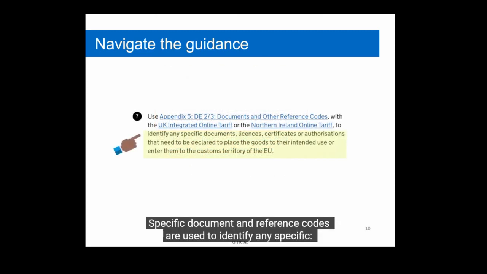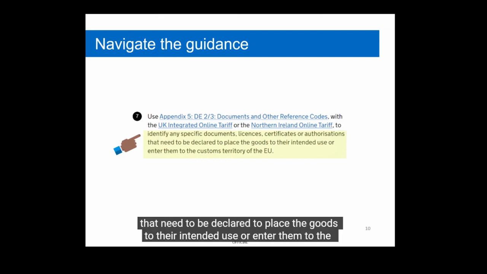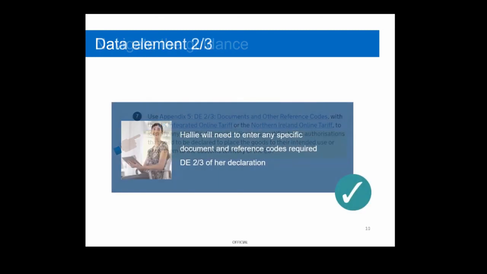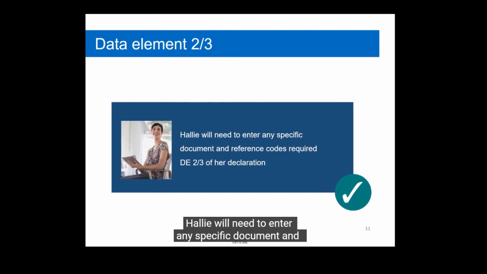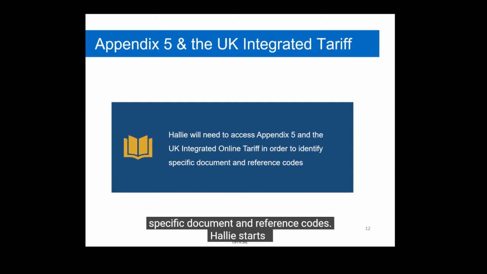Specific document and reference codes are used to identify any specific documents, licenses, certificates or authorisations that need to be declared to place the goods to their intended use or enter them to the customs territory of the UK or the EU depending on the circumstances. Hallie will need to enter any specific document and reference code required into data element 2.3 of her declaration. She will need to access Appendix 5 and the UK Integrated Online Tariff in order to identify specific document and reference codes.